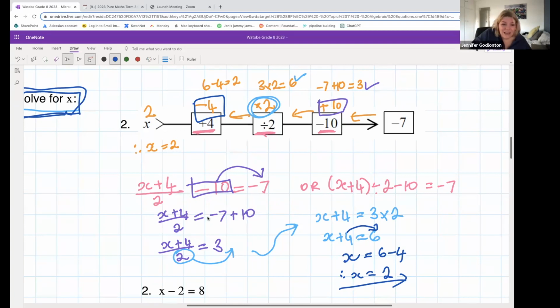So the 3 came from this step over here. We had -7 plus 10, and that's what gave us our answer of 3. And over here, we had the 3 times 2, and that gave us that answer of 6. The brackets are there to make sure that this happens first. We need to make sure that we're adding the 4 first, because otherwise, because of BODMAS, that divide would happen first.